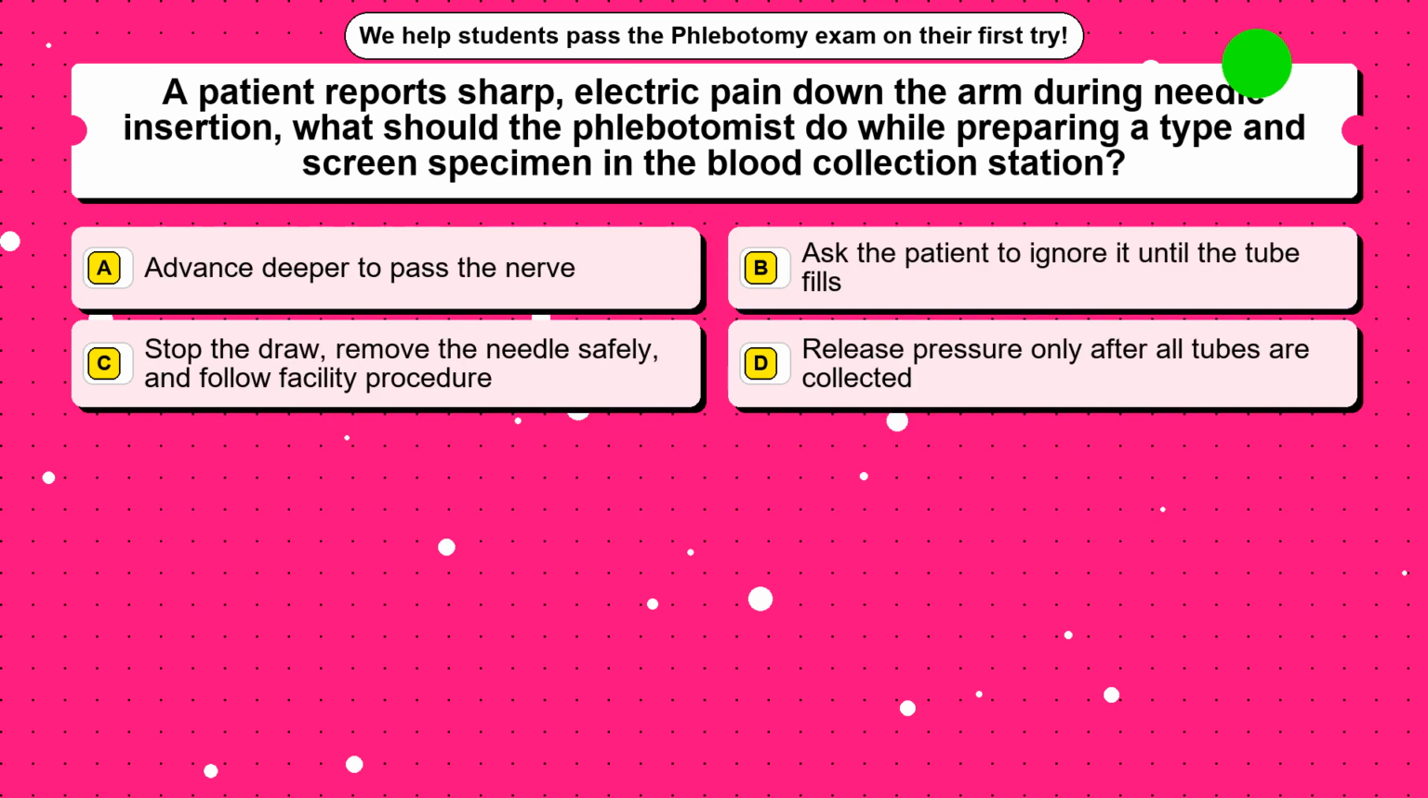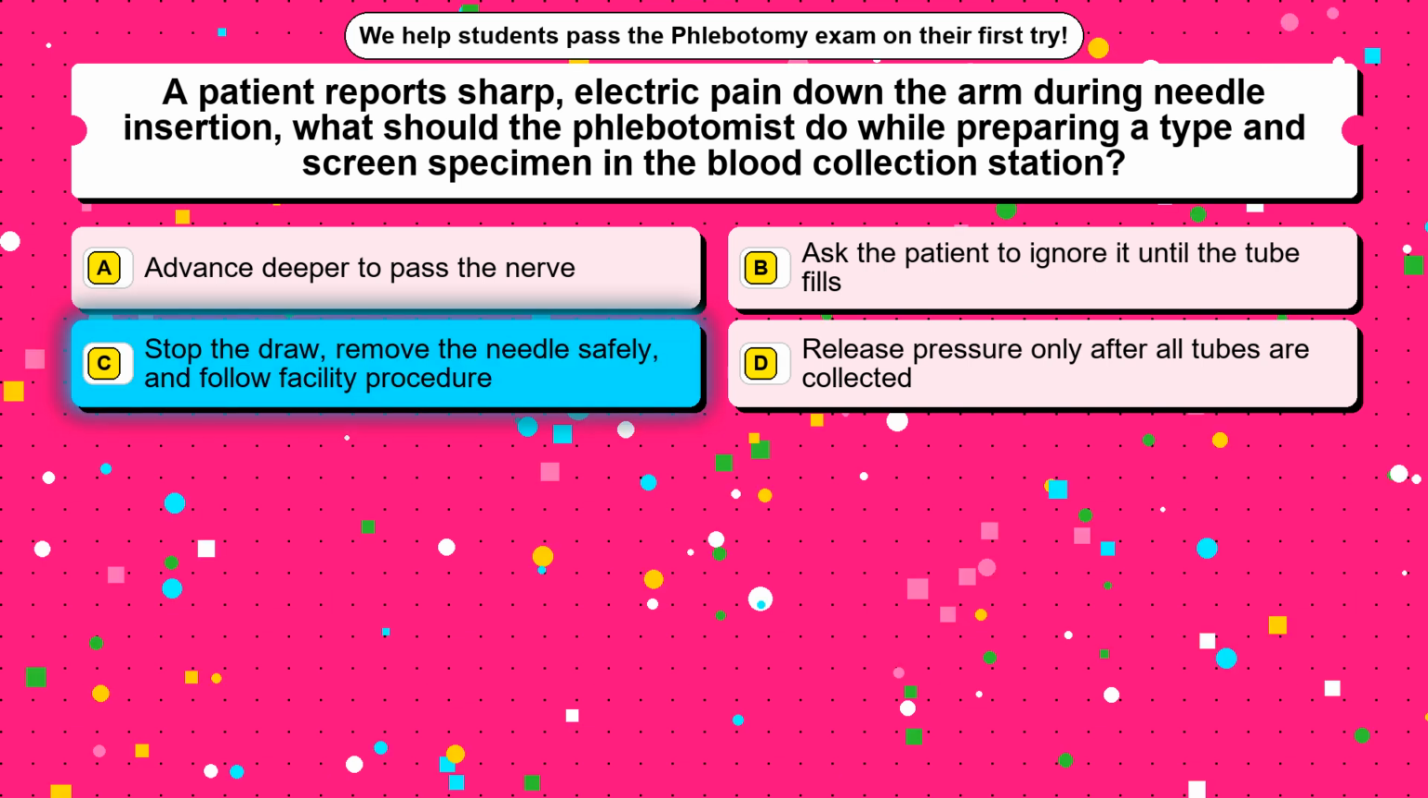Question 6. A patient reports sharp, electric pain down the arm during needle insertion. What should the phlebotomist do while preparing a type and screen specimen in the blood collection station? Option A. Advance deeper to pass the nerve. Option B. Ask the patient to ignore it until the tube fills. Option C. Stop the draw, remove the needle safely, and follow facility procedure. Option D. Release pressure only after all tubes are collected.